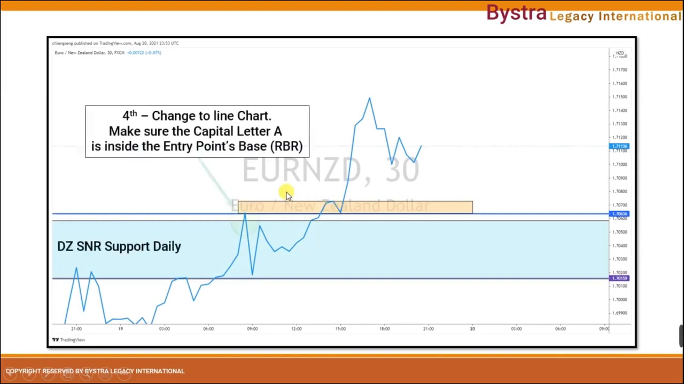So once we have the horizontal line and the entry base, what should we do next? We go to the line chart. As we can see here, when we move to the line chart, we can see that the capital letter A, the resistance here, is so strong, is sharp. See, it is so sharp. So this is a very good resistance. This is the resistance that we want. And it is inside the Rayleigh base Rayleigh entry point. So our entry point will be this capital letter A, which is the 1.70636. And then the base, this zone base, the resistance is inside the base. So this is a valid setup for SNRC1.